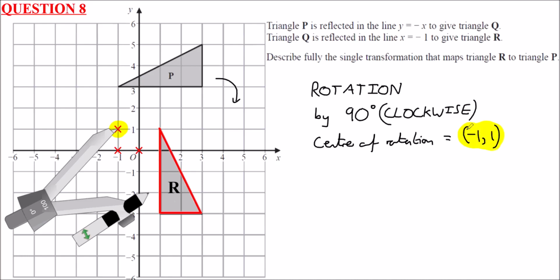So quite a tricky question, but hopefully that illustrates how you could attempt such questions in the future. So let's now have a look at the next one.